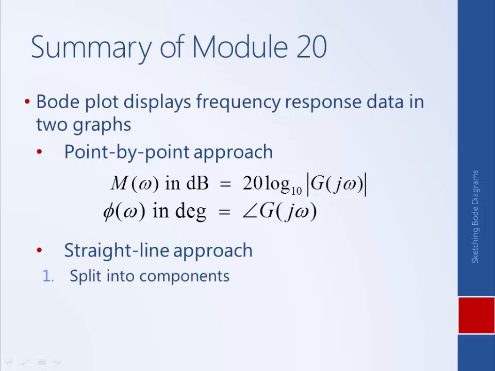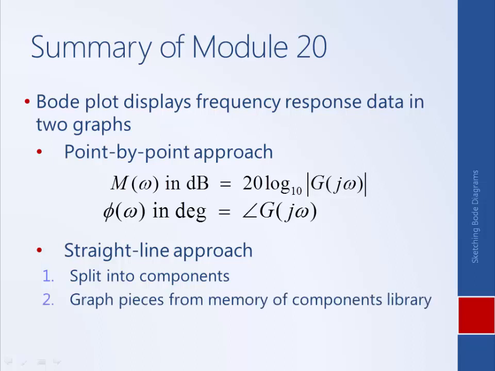And we also learned a straight line approach. The idea is that we take a given transfer function and split it into components: simple gains, simple poles, simple zeros, integrators, differentiators, and complex poles and complex zeros. We then memorize a library of Bode diagrams for these simple components, and we draw the Bode diagram for each piece of the larger transfer function. Then we add the graphs together using the mathematical properties we introduced earlier in this module.